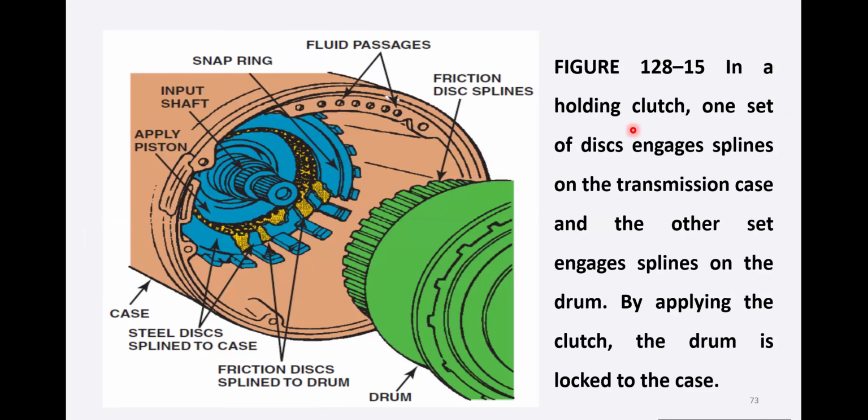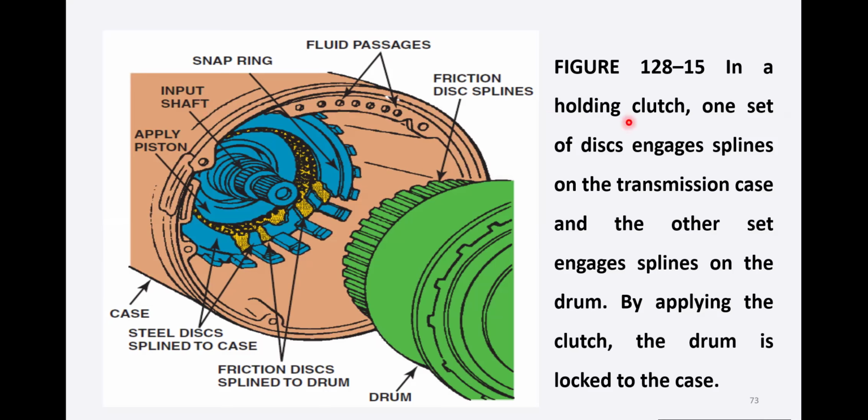Now, in a holding clutch, one set of discs engages splines on the transmission case, and the other set engages splines on the drum. So this is your case. We have these steel discs splined to the case, and we have this fluid pressure, and we have the friction discs splined here, one with external, one with internal splines. This is your drum, with the friction disc splined to the drum. So applying piston, input shaft.